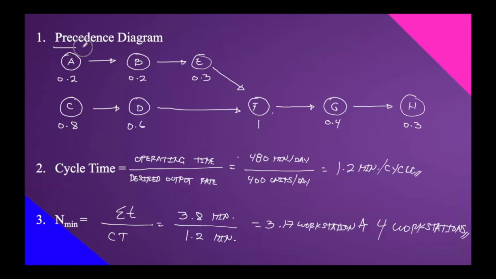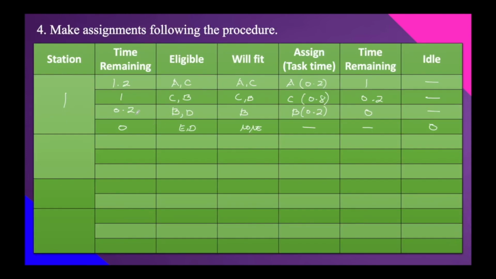ACB, pwede pa ganyan. So, ang workstation 1. Bahala kayo kung paano nyo hahatiin. Pero, ayun, basta sila yung nasa loob. Ayun. Okay, so workstation 1. Okay, so next, let's start with workstation 2 na. Time remaining 1.2 dahil again, we have cycle time na 1.2 per workstation and the eligible is the E and D. Dudugtungan lang natin yung ating natapos last time.